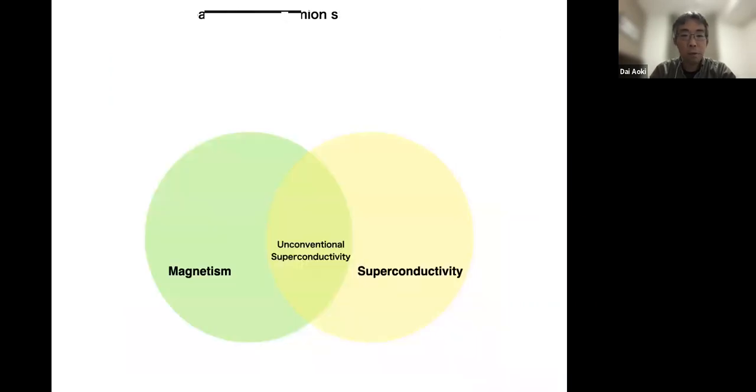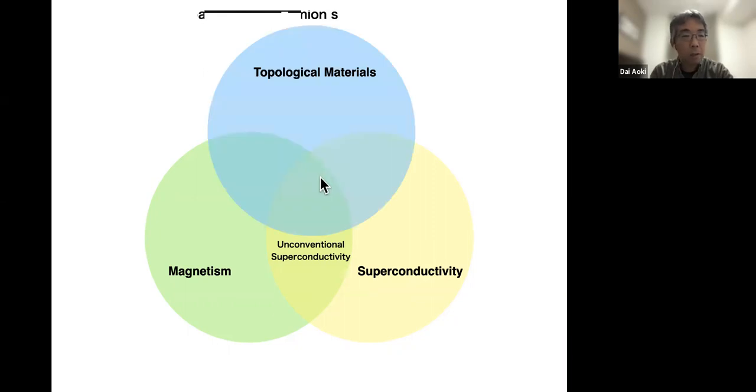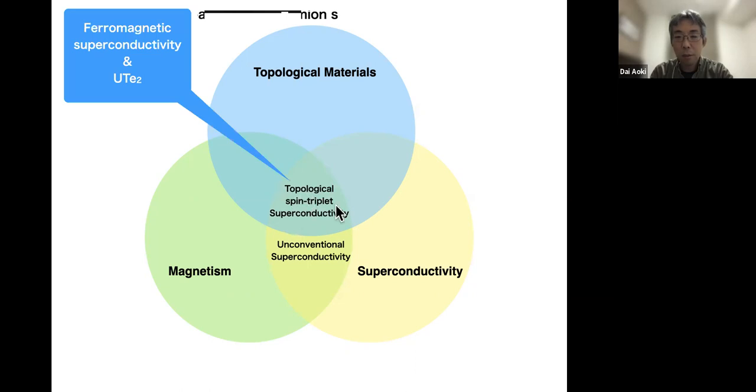This is a schematic view showing the relation between magnetism and superconductivity. Magnetism and superconductivity were antagonistic to each other. But after the discovery of CeCu2Si2, a new region appeared, the so-called unconventional superconductivity. And nowadays there is another axis, the so-called topological materials. Uranium ditelluride and the uranium ferromagnetic superconductors are exactly located here. This region we can call topological spin-triplet superconductivity, so uranium ditelluride is quite an important material to search for this region.